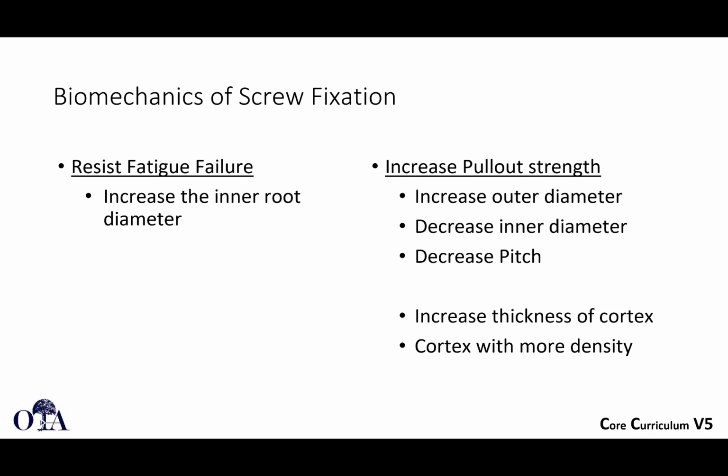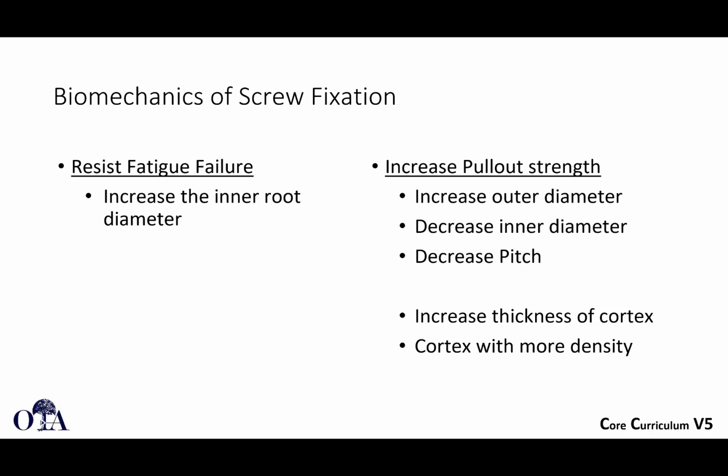So, to resist fatigue failure, what can we do with the screw? Well, we can increase the inner root diameter, and we know that strength goes with diameter to the fourth power. So if you increase 1 millimeter, from 1 to 2 millimeters, and the strength is increased at the fourth power, you'll actually have a 16 times increase in strength.